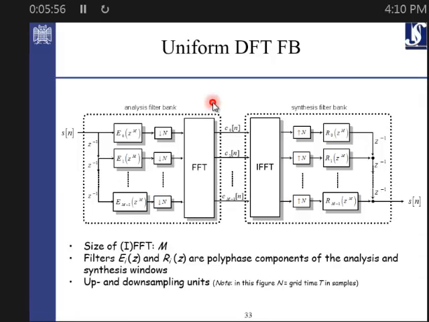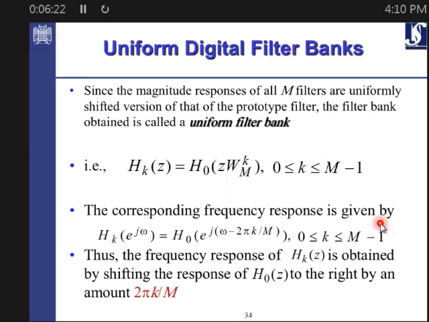Another type of filter bank, which is widely used, is the uniform DFT filter bank. It's called uniform because, as I explained already, the spectrum is divided into uniform sub-channels. So the structure is almost the same as the others. Let's go through how it's designed. For the uniform DFT filter bank, you go for just a low-pass filter, which is called H0, and it's called the prototype filter.